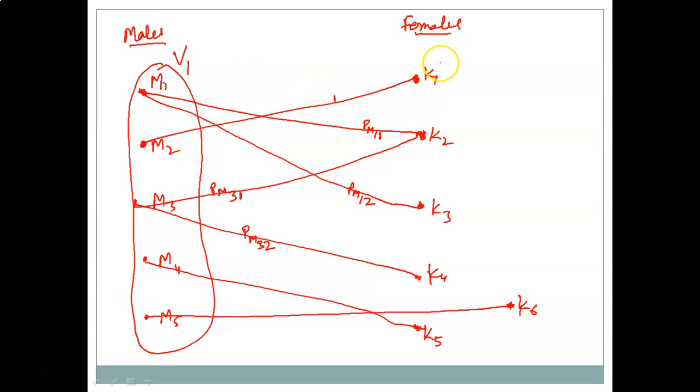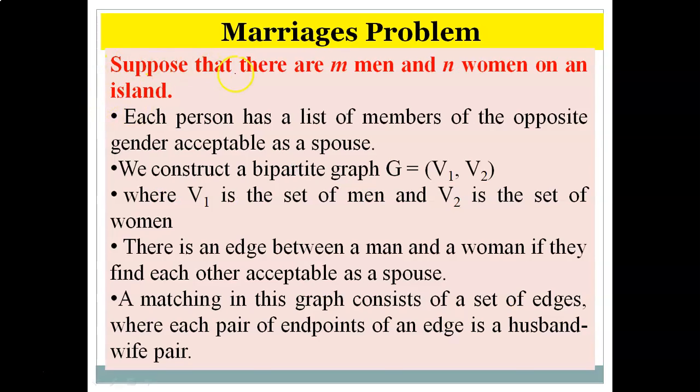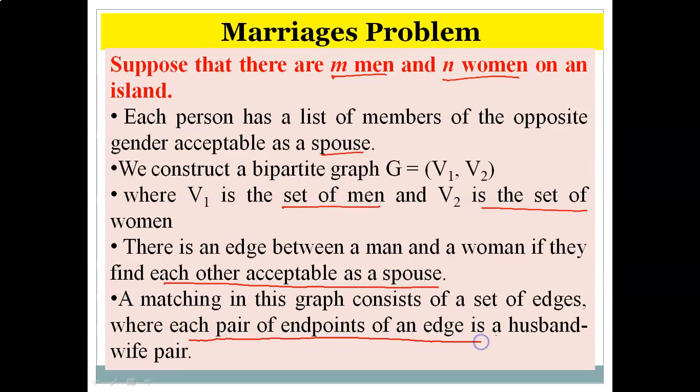This becomes the set V1 and this becomes the set V2. Right? So regarding this, we can formally see, suppose there are M men and N women on an island. Each person has a list of members of opposite gender acceptable as spouse. We construct a bipartite graph V1, V2, where V1 is the set of men and V2 is the set of women. There is an edge between a man and woman if they find each other acceptable as spouse. A matching in this graph consists of a set of edges where each pair of endpoints of the edges is a husband and wife pair.